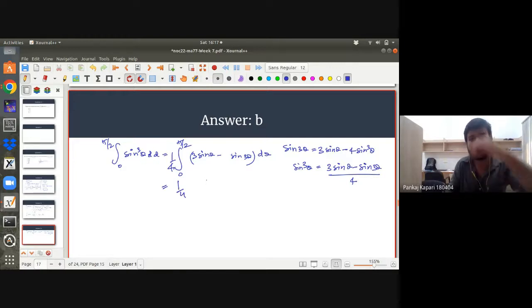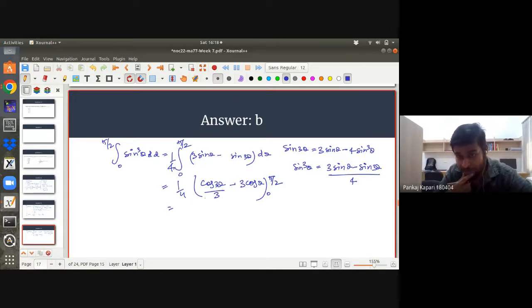And so what is the integral of sine theta? It's minus cos theta, right? So we'll have cos theta divided by 3 minus 3 times cos theta, and we are taking limits from 0 to pi by 2. Okay, so cos pi by 2 is 0 and cos 3 pi by 2 is also 0. So only the lower limit will give a contribution.